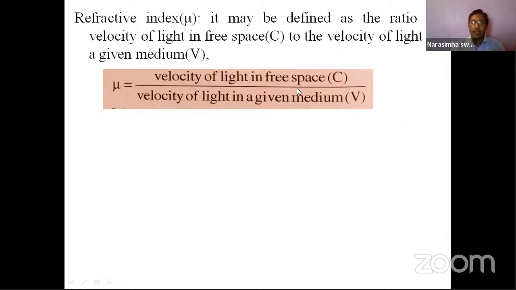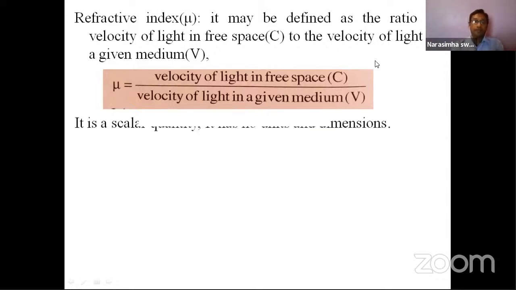So that medium's refractive index you can calculate. Refractive index is a physical quantity that explains the nature of the medium, the type of the medium compared with the air, whether it's a denser medium. So definitely it's a denser medium. Air is comparatively a rarer medium. Denser, rarer, those are the terms that you should understand.